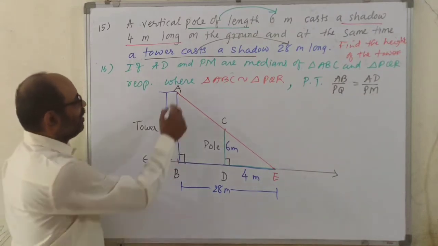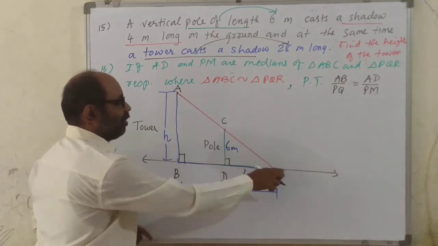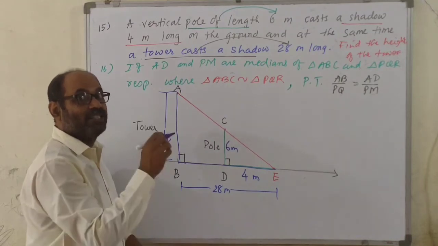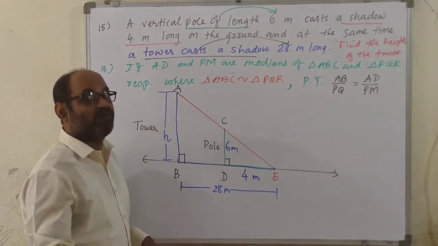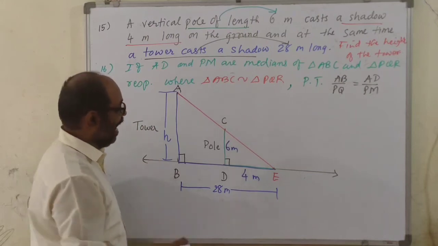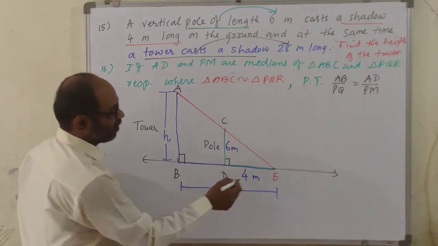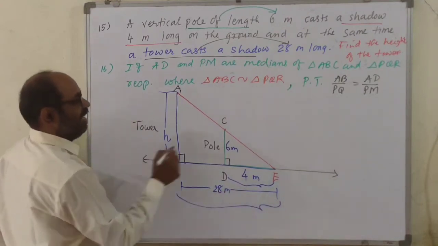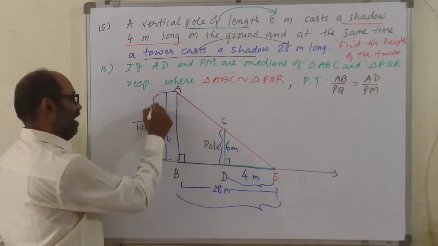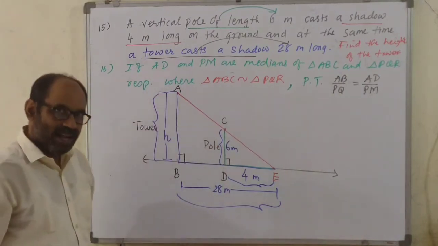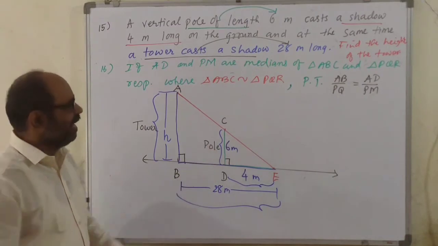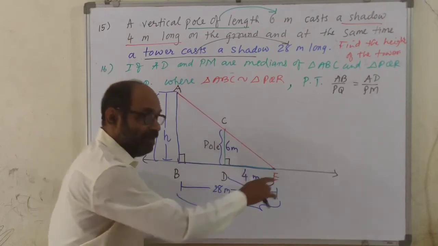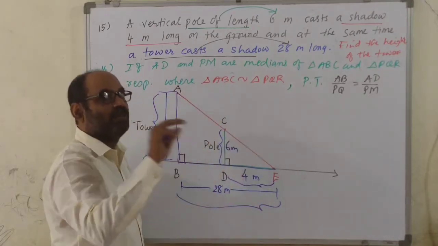Children, these two lines are perpendicular to the same line. Therefore, they are parallel. So you can use theorem 6.1 and results from it. Usme se ek result hai. Kya hai? Dekho. This part DE upon BE is equal to CD upon AB. याद है रिजल्ट? यदि वो रिजल्ट याद नहीं है, तो first you prove triangle CDE is similar to triangle ABE, then pick up the equal ratios and put the values.